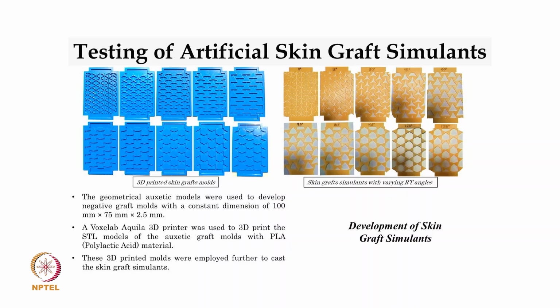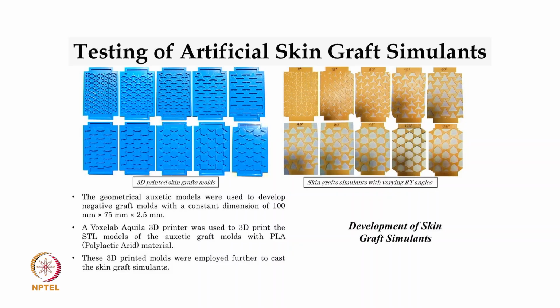Next, we created molds for these patterns through reverse designing on CAD modeling, and these molds were used to cast the skin simulant material to develop skin graft simulants. What you're looking at on the right side are the skin graft simulants, and the left side are the 3D printed molds, right? 3D printing has been immensely beneficial for us.